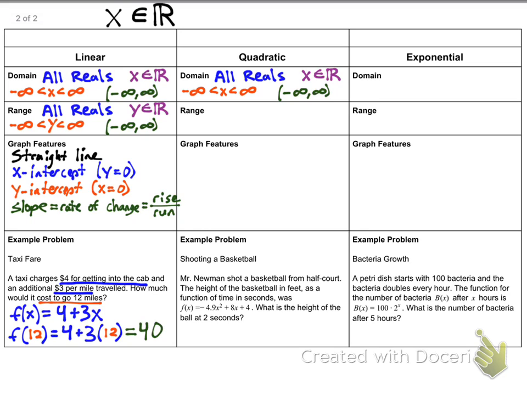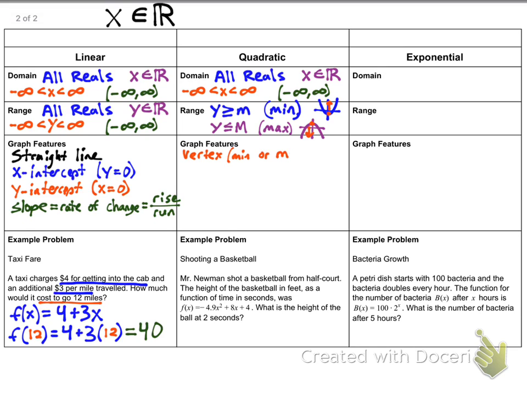The range, however, depends on whether you have a concave up or concave down graph. If there's a minimum in the graph, the range is everything greater than or equal to the minimum. If there's a maximum, then the range is everything less than or equal to the maximum. And just to give you a picture of that, if there's a maximum, you see the maximum is right there. The range is everything below that. And for minimum, the range is everything above that point.